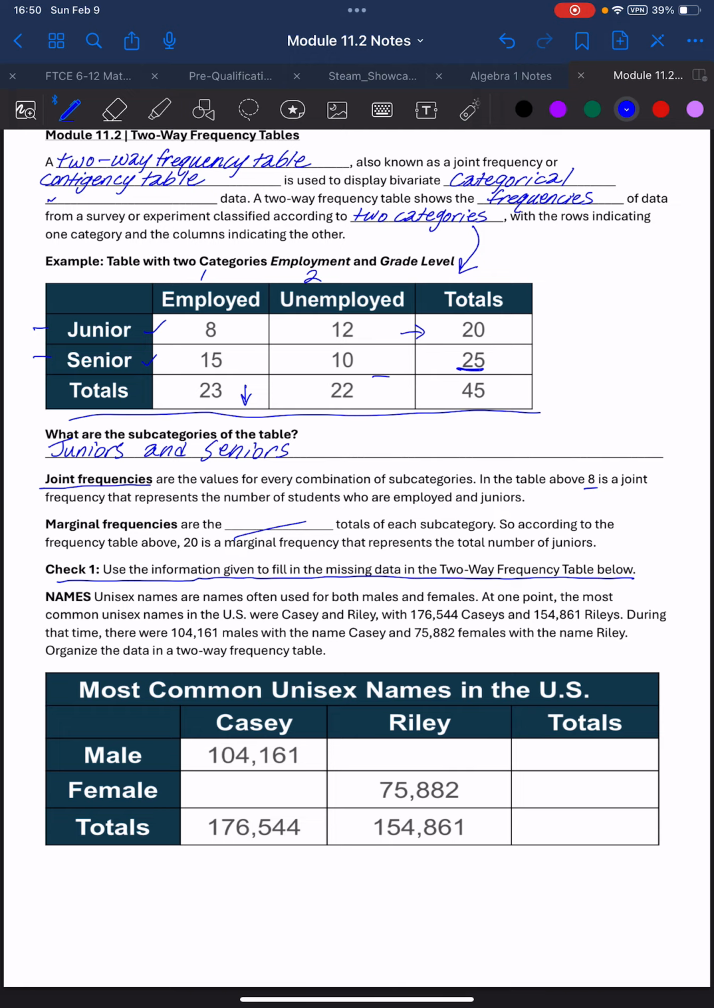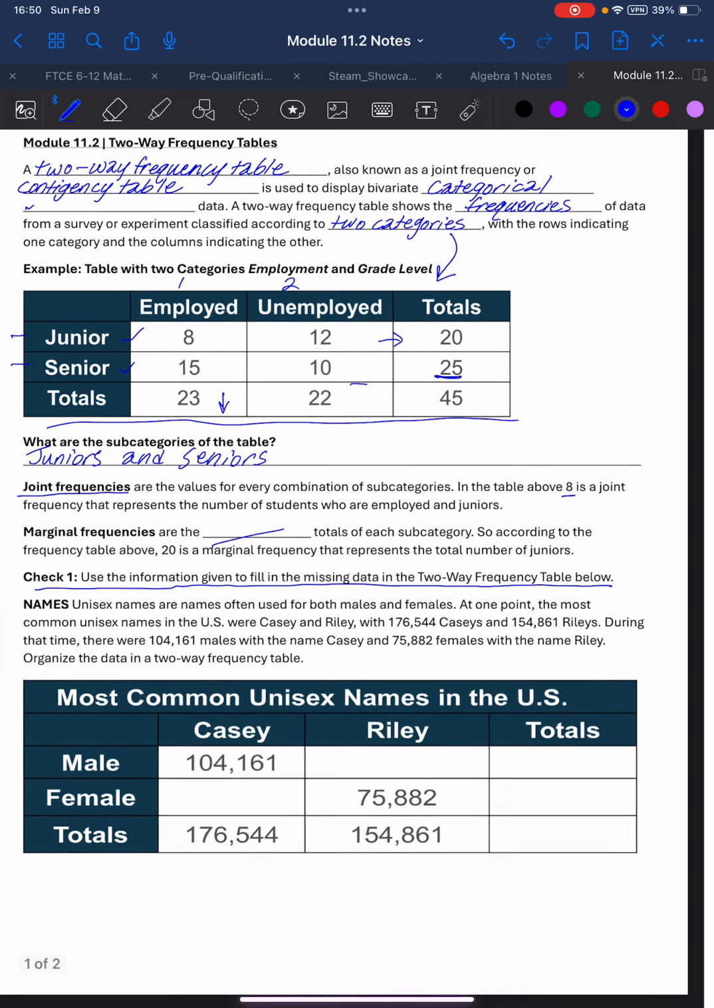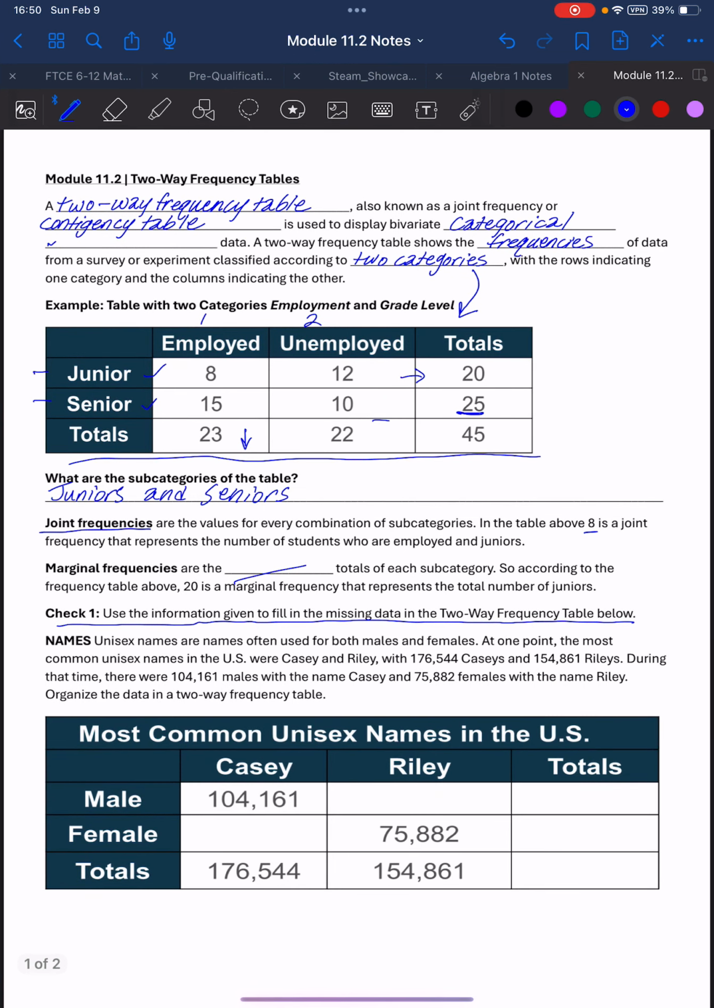Okay. It says names. Unisex names are names often used for both males and females. At one point, the most common unisex names in the United States were Casey and Riley, with 176,544 Caseys and 154,861 Rileys. In other words, kids that were named Casey and Riley were these numbers at a given time in the history of the United States.